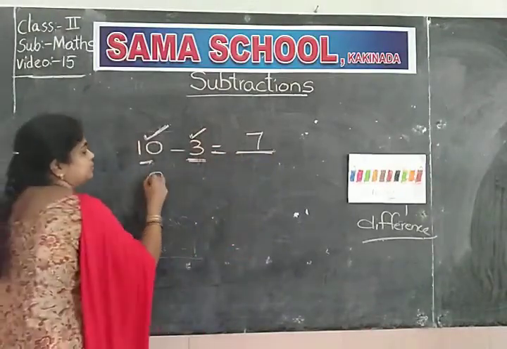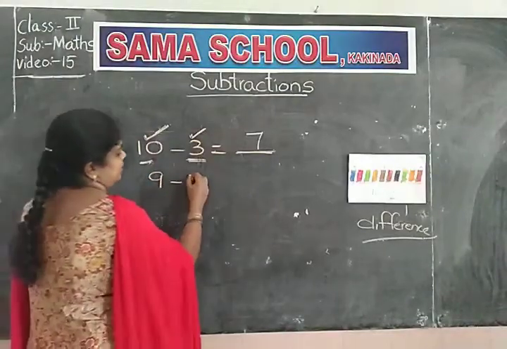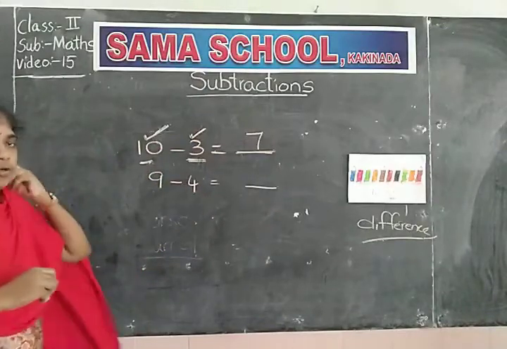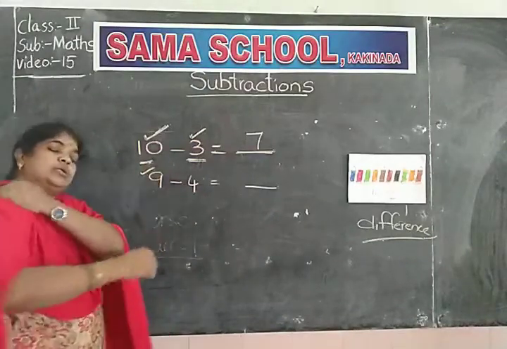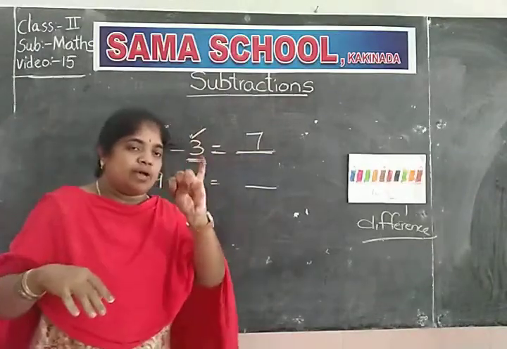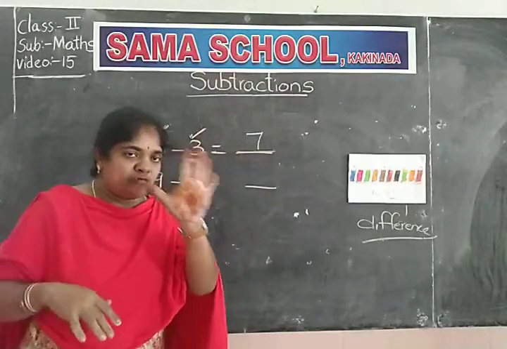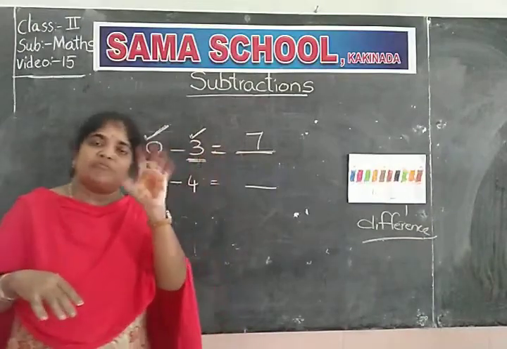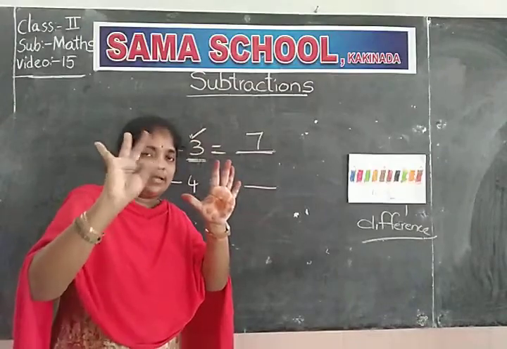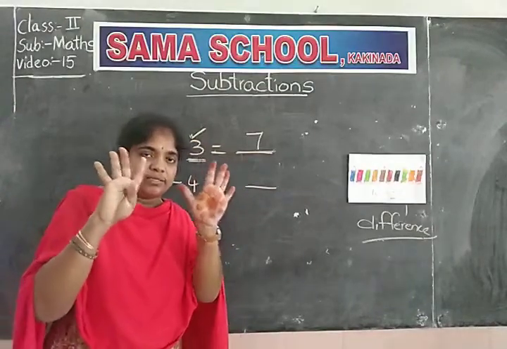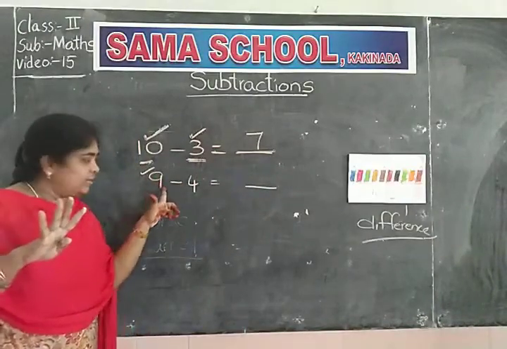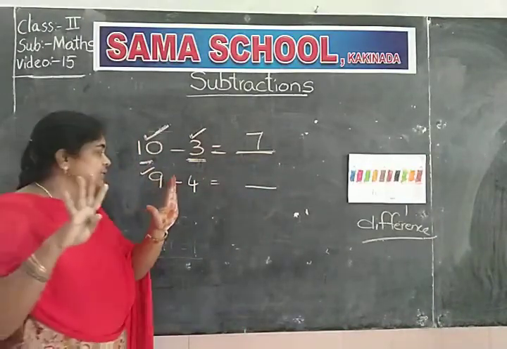Okay, try to do subtractions using the fingers. One more: 9 minus 4. Come on, take out 9 fingers. 1, 2, 3, 4, 5. Directly we can take out 5. Take out 5 fingers, then 6, 7, 8 and 9. These are 9 fingers. Why? Because the first number is 9.